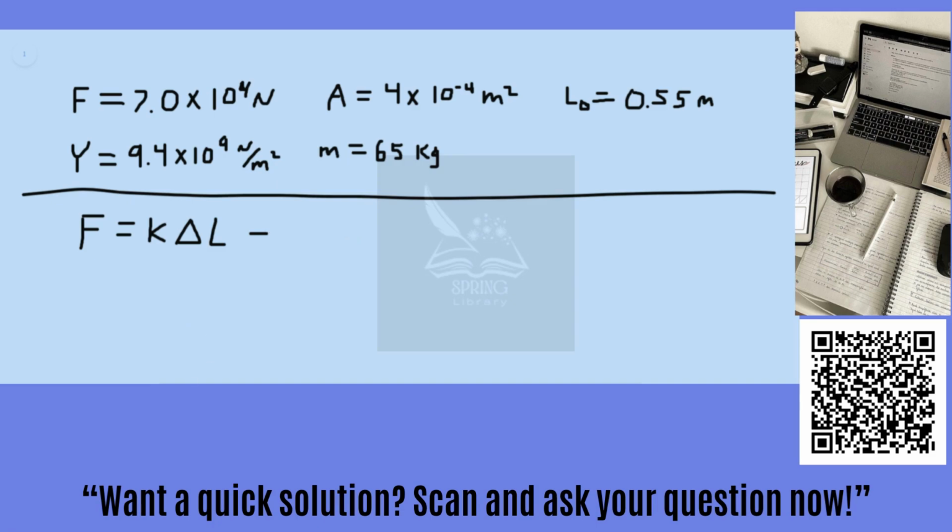So F is equal to K times delta L, but F is also equal to the Young's modulus Y times delta L over L naught, multiplied by the area, A. So if we solve for K, we find that K is equal to AY over L naught.